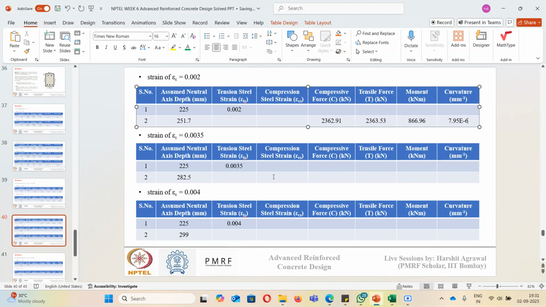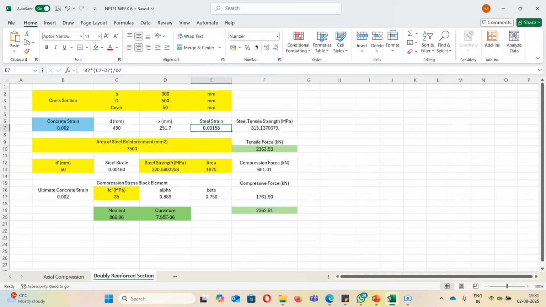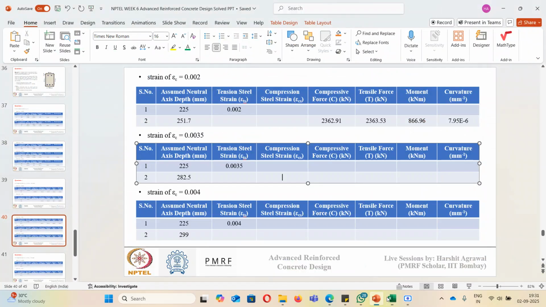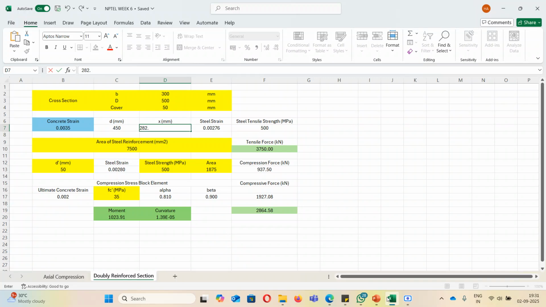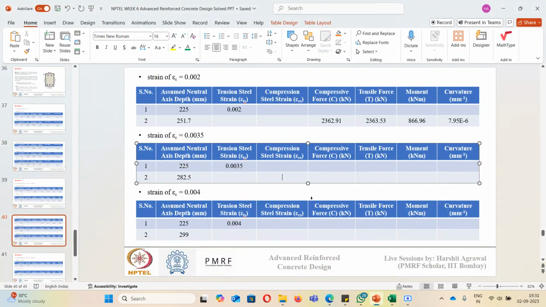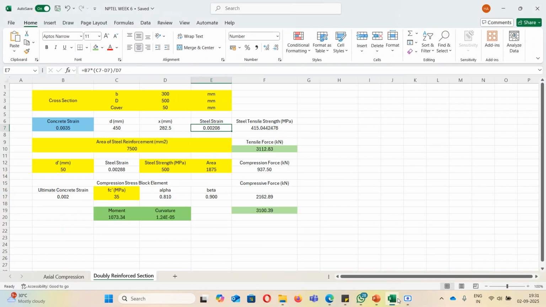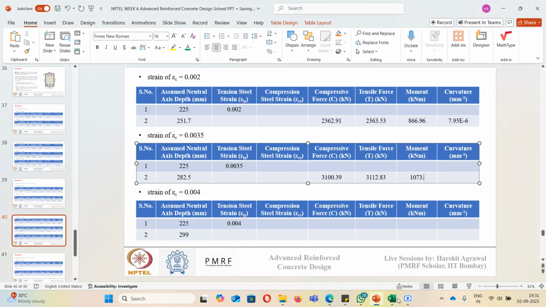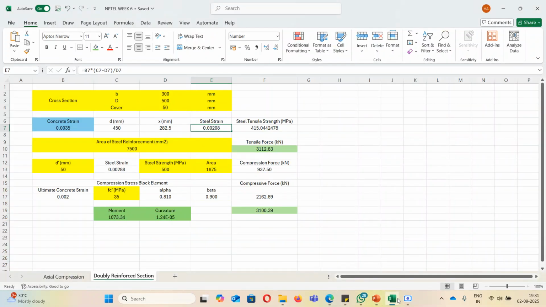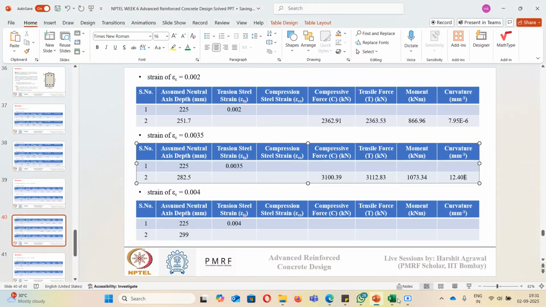Okay, similarly, when concrete reaches the yield strain value of 0.000035, okay, the neutral axis depth for the equilibrium condition is 282.5. Net compression force is 3100.39. Net tension force is 3112.83. Moment capacity is 1073.34, and curvature is 12.40 E minus 5.